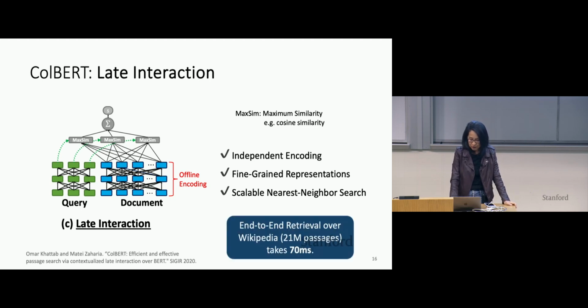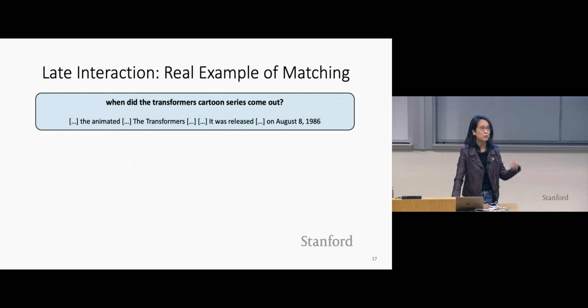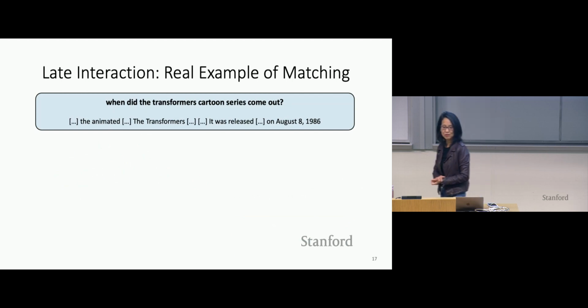So using this method, it was shown that if you take like 21 million passages from Wikipedia, it takes 70 milliseconds. Okay, significant saving in time compared to the cross-encoder, and much better than the bi-encoder. So let us take a look at what it means.